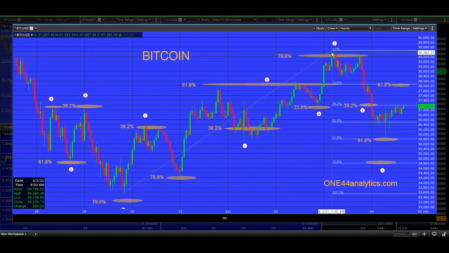Well, this is what happened here June 3rd overnight. Now, our target, as we mentioned earlier, 78.6, is the target from here. But we're going to watch all the retracements on the way down.